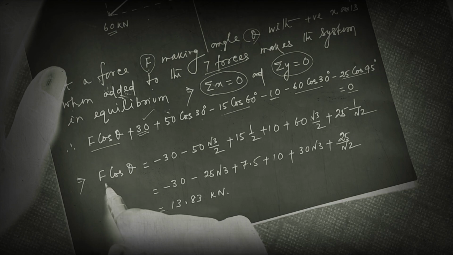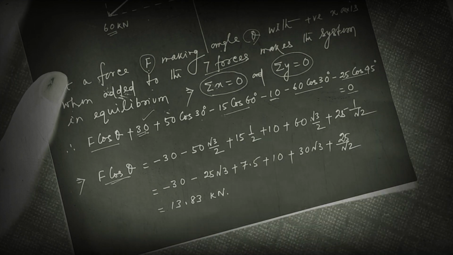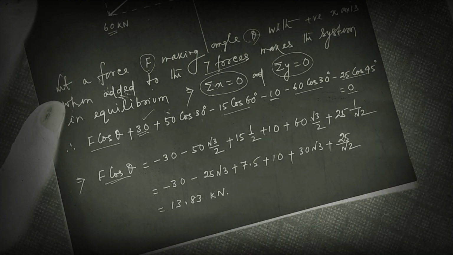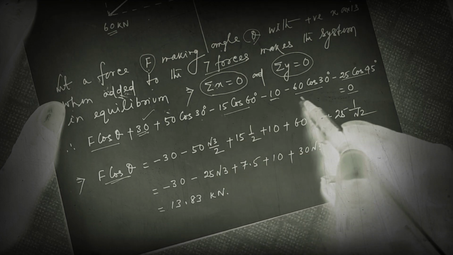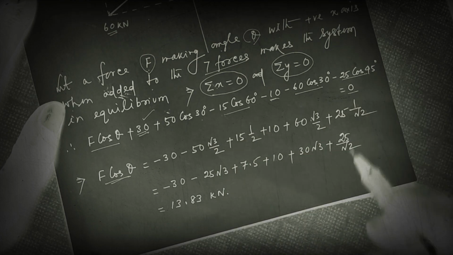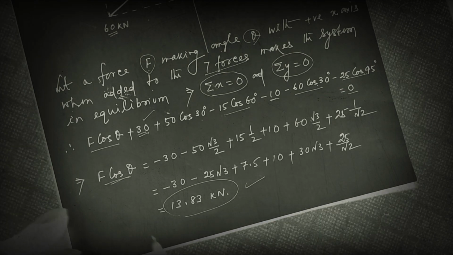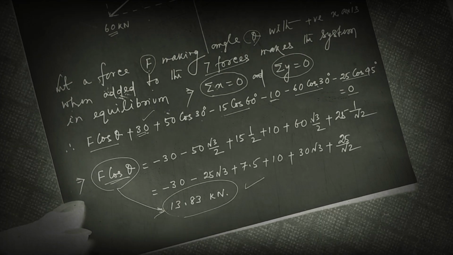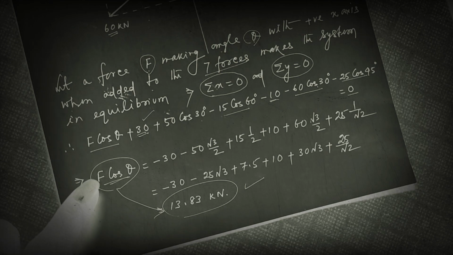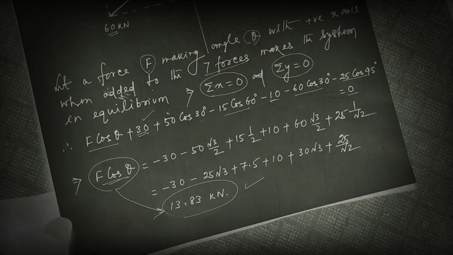Now keep F cos theta on one side, take the rest to the right-hand side, put the values of cos 30, cos 60, cos 30, cos 45 and put it in a scientific calculator. This comes out to be 13.83 kilonewton, right? So F cos theta is now known, meaning the component of the unknown force F along the positive x direction.